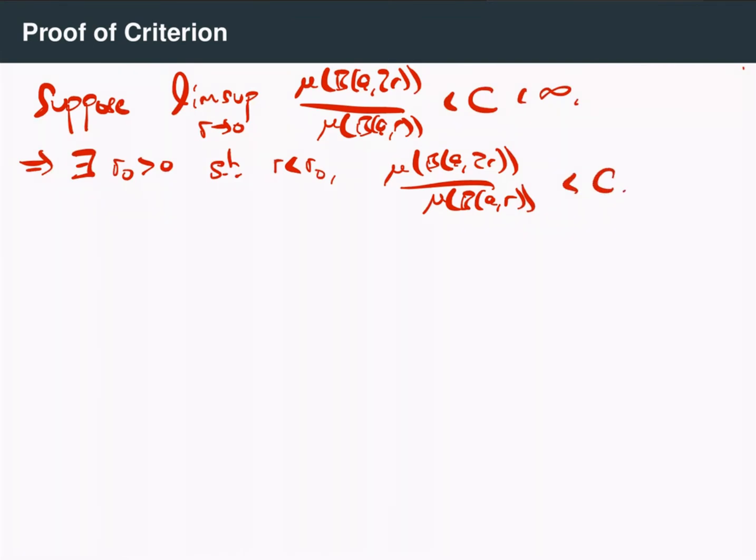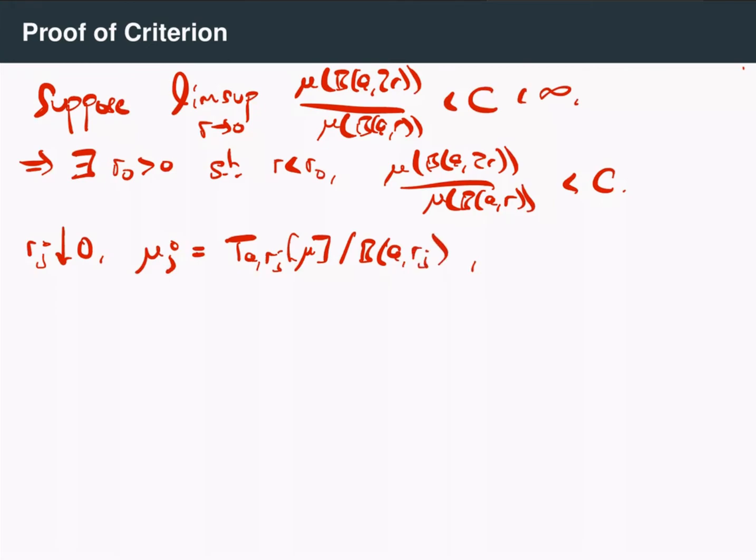Okay, so now let's let rj be some arbitrary sequence decreasing to 0, and let's let mu j be the sequence of measures T_{A,rj} push forward mu divided by the measure of the ball centered at A of radius rj. Now observe that if we let boldface B denote the unit ball, then the mu j measure of the unit ball is equal to 1 according to this definition.